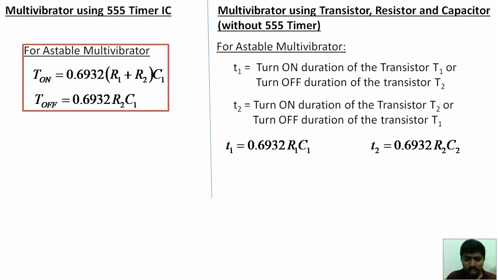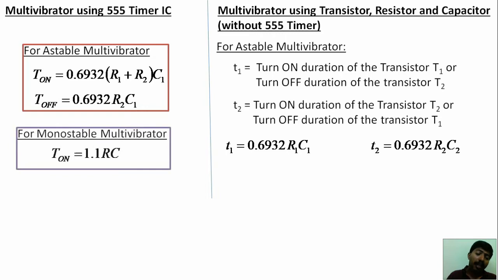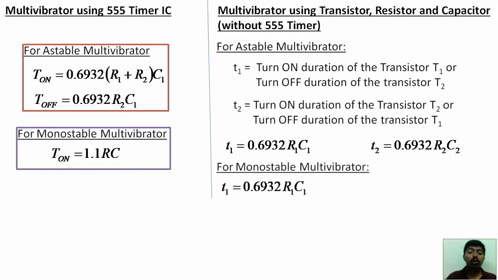If a monostable multivibrator is given and the 555 timer IC is given, use this formula. The on period is 1.1 RC, but the off period depends on the duration of the external trigger pulse. If the 555 timer IC is not given, for the monostable multivibrator, T1 is equal to 0.6932 R1 C1. For T2, the external trigger pulse duration is needed. For the bistable multivibrator, both external trigger pulses are required.